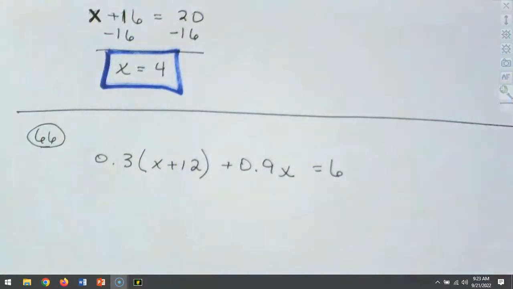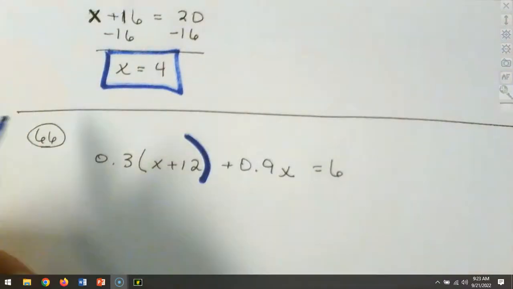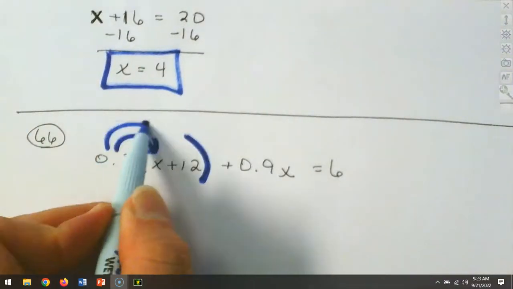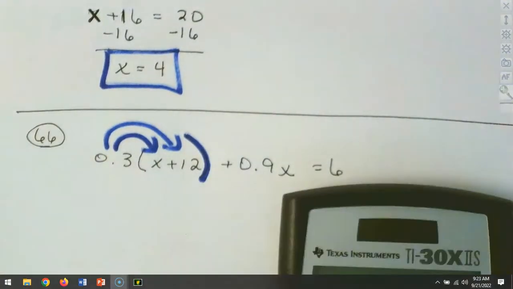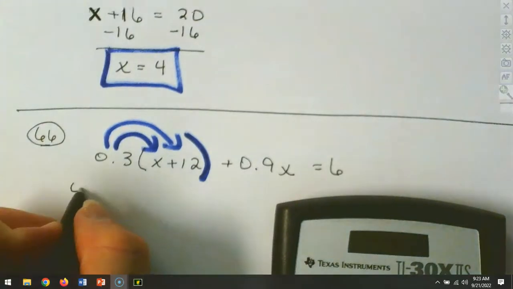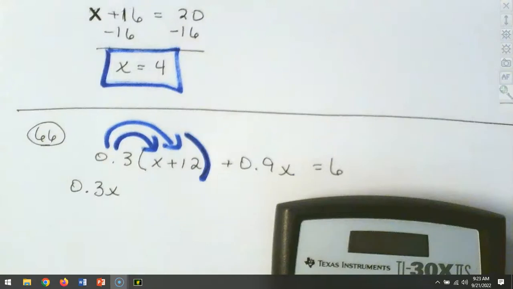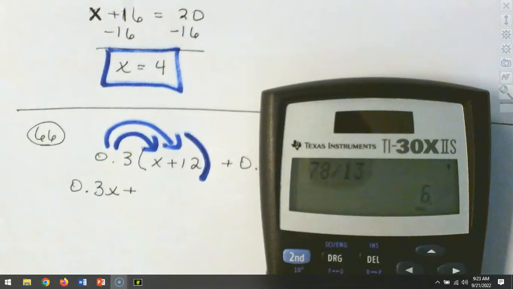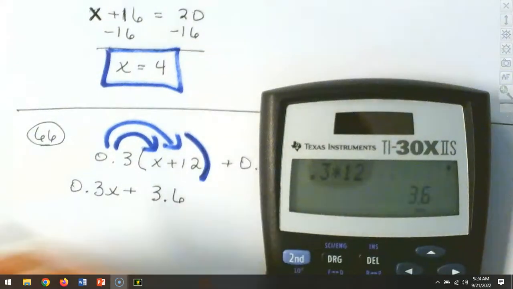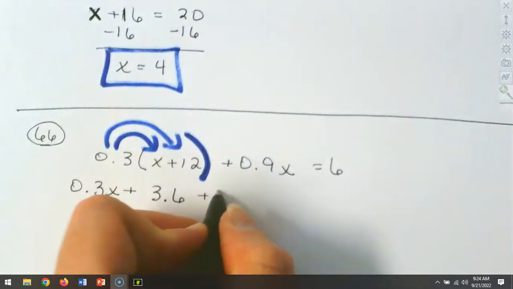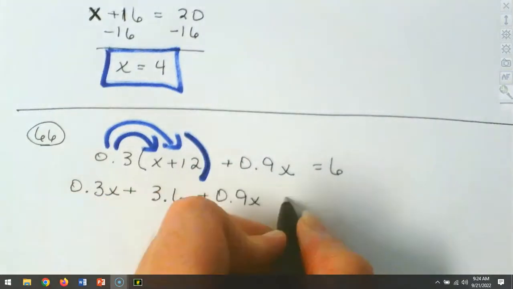Okay, decimals are going to behave just like any other number. So distribute that 0.3 through. If you need to, you can use a calculator. So that's going to be 0.3x. And then we need a calculator, we can use it. All right, so what we have is 0.3, multiply that by 12, and that gives you the 3.6 there. Okay, plus 0.9x, and that equals 6.